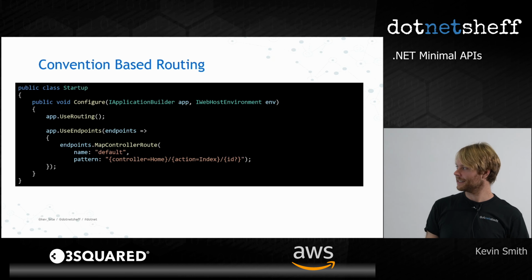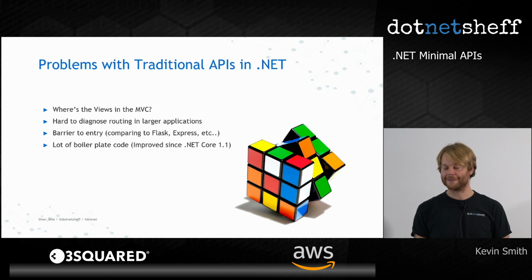So there are a few problems with the traditional APIs in .NET. We don't really have any views in MVC for APIs, even though it's called Model View Controller. So it isn't really that pattern, but we're jamming it into that pattern. Routing is really hard to diagnose in larger applications, so there are a bunch of tools out there to inspect the requests coming in and tell you where they're being routed to.